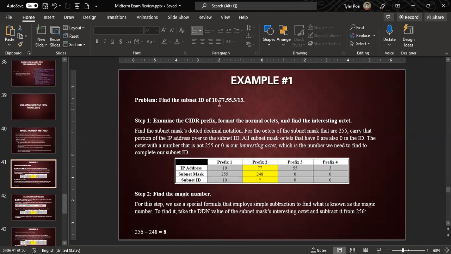we're going to go through a practice problem to learn the magic number method. And this problem is giving us the subnet ID of 10.77.55.3/13.